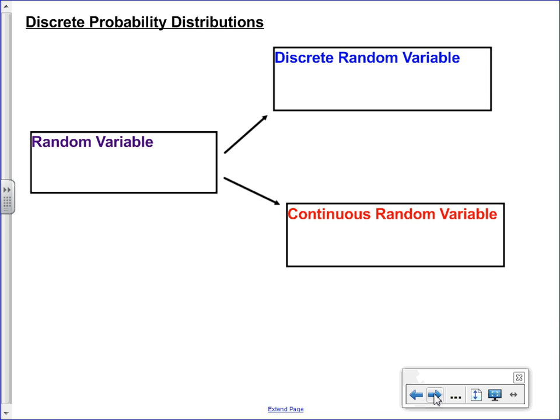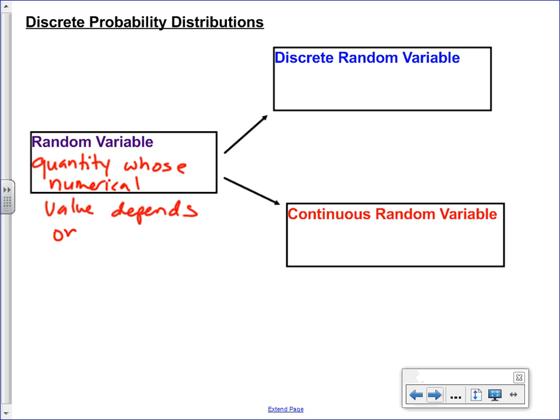Three terms: random variable, discrete random variable, and continuous random variable. A random variable is some type of quantity whose numerical value depends on chance. It's probability. And usually we use the capital letter X for the random variable, or some type of capital letter for that random variable.